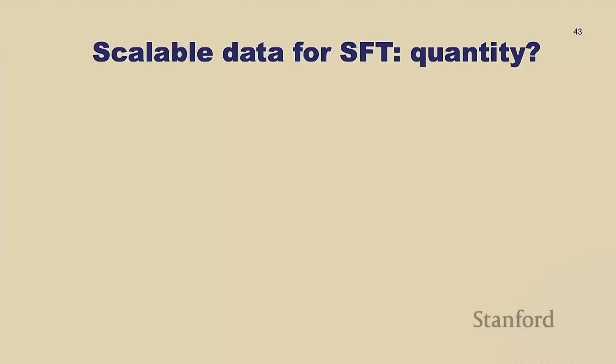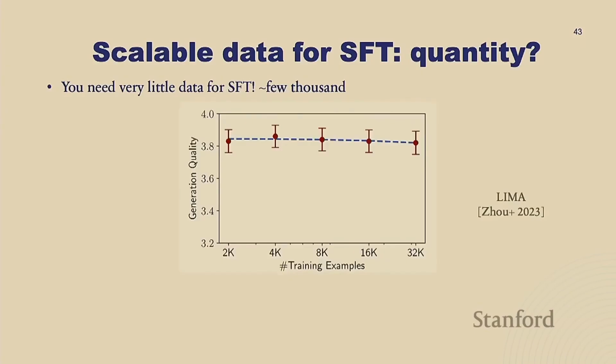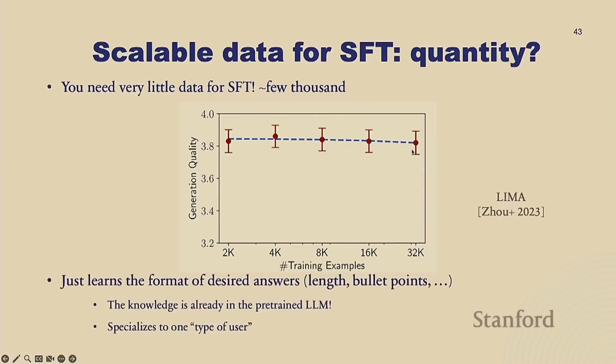Quantity of data. So we talked about what type of data and how we collect it. One thing which is surprising with SFT is that you don't need that much data. What this paper showed, this is called Lima, is that if you scale the amount of data you use for supervised fine-tuning from 2,000 to 32,000, it really doesn't help much. So here, scaling laws definitely don't help. The intuition here is that all you learn is how to format your desired answers.